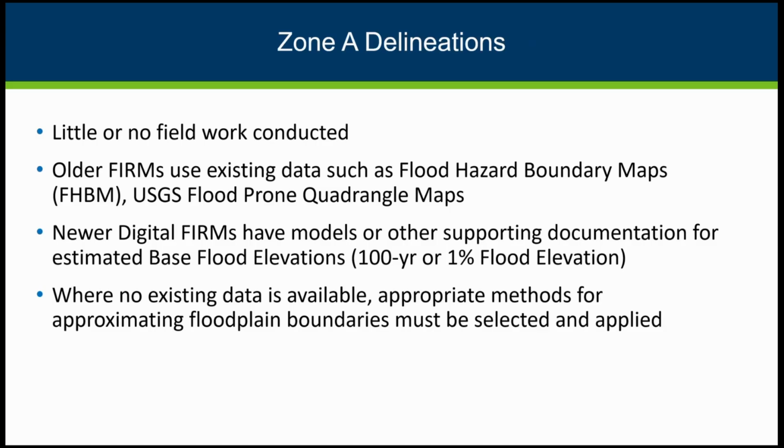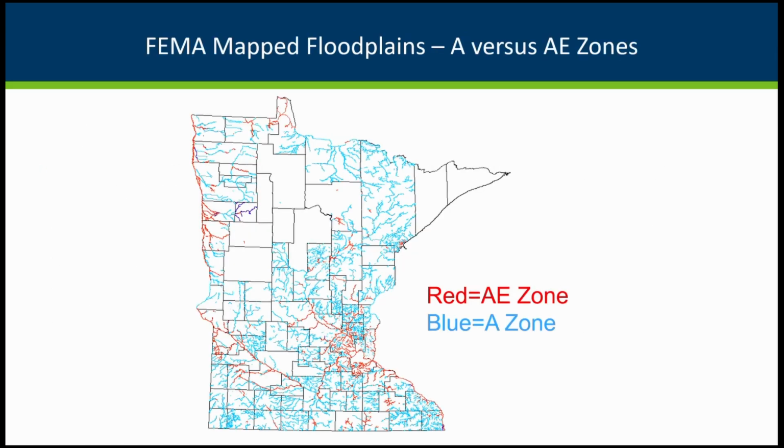So this is a map showing Minnesota, and it's showing all of our FEMA mapped floodplains, either in blue or red. The red lines represent where we have an AE zone or a detailed study. Those tend to be concentrated on major waterways or in highly developed urbanized areas. The blue lines, which cover the majority of the state, those are your approximate A zone studies. So in rural areas and really across most of the state, you're more likely to come across an A zone.